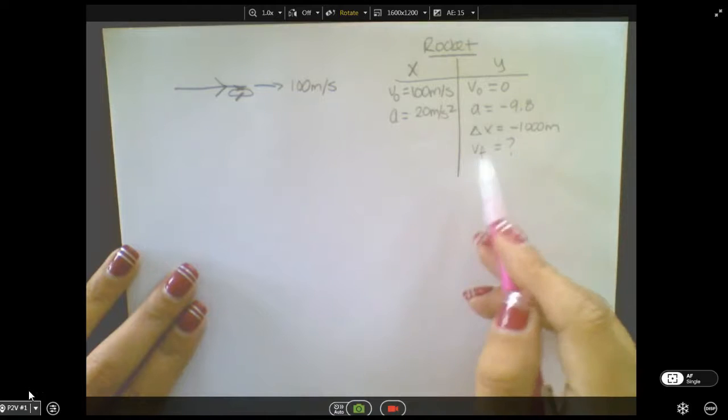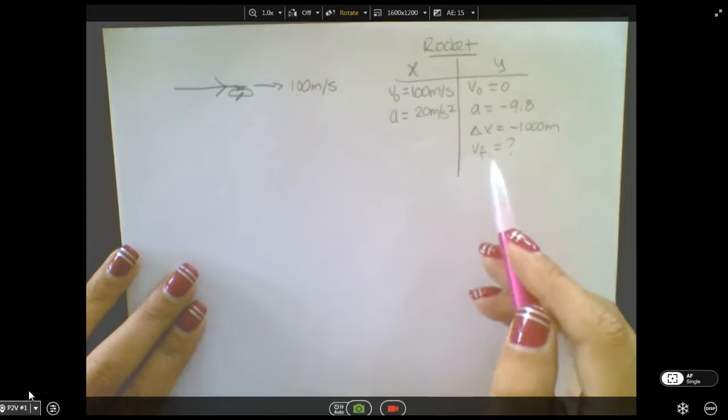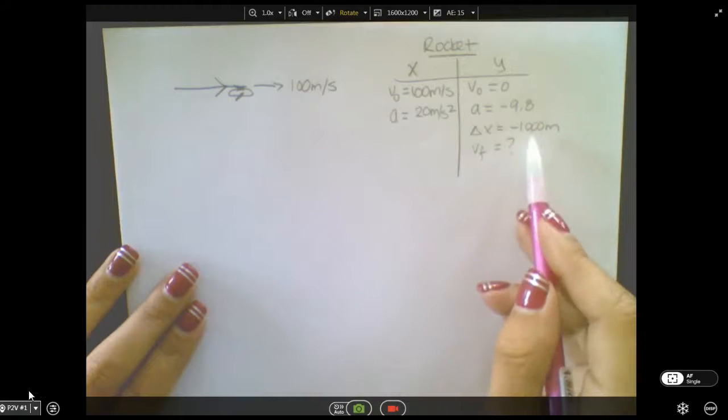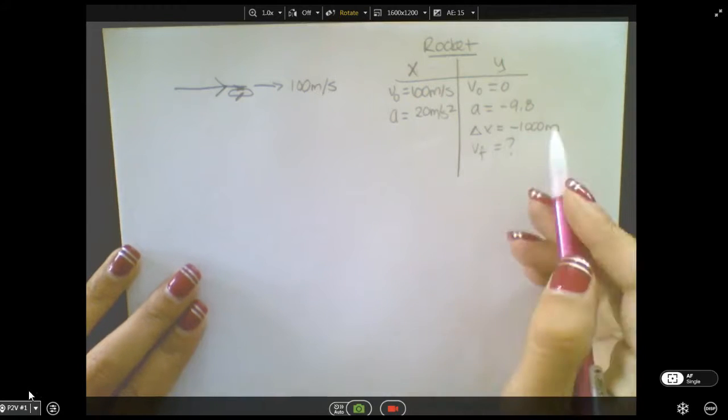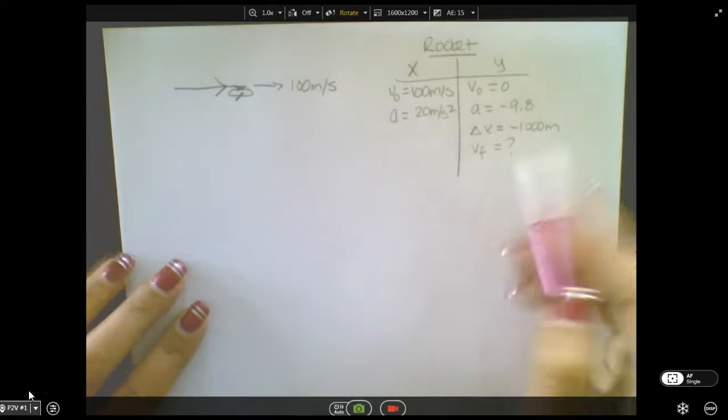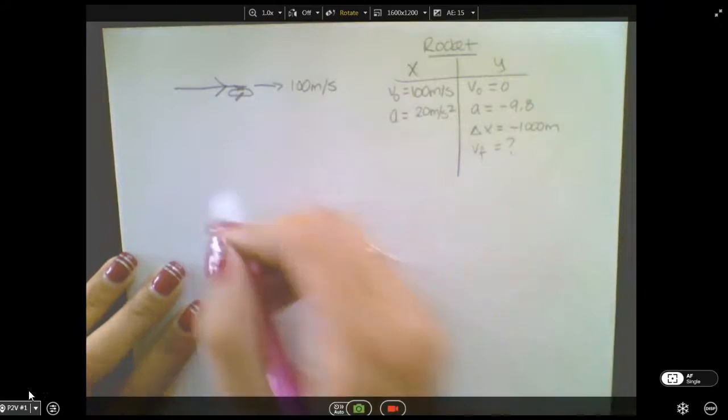And we want to find out how fast the rocket is going in the y direction, the velocity in the y direction, after it's fallen this distance. So this is the information we have. We have 3 things in the y direction, so we can go ahead and solve for that final velocity in the y. So we don't have time, so I'm going to go ahead and use this one.